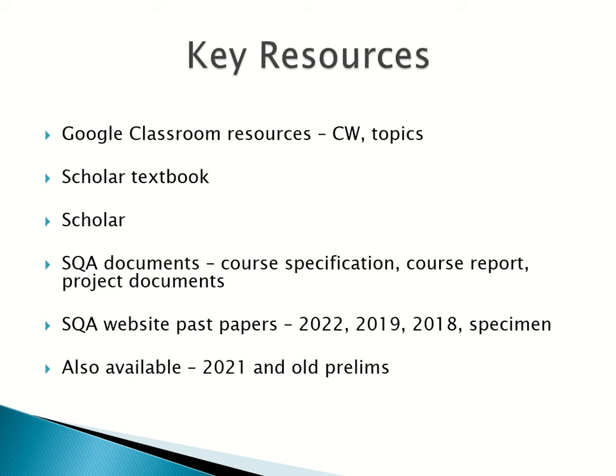There's also the course report, which outlines what pupils did well with and did poorly with last year and helps pupils to not fall into the same mistakes. There's also some support documentation for the project available on the SQA website. In terms of past papers, there's a brand new 2022 paper. There's also 2019, 2018, and there's also a specimen paper which pupils will be shown how to access. There's also a 2021 paper which wasn't officially used but was made available to schools, and there's old prelims and other assessments we'll use as well.